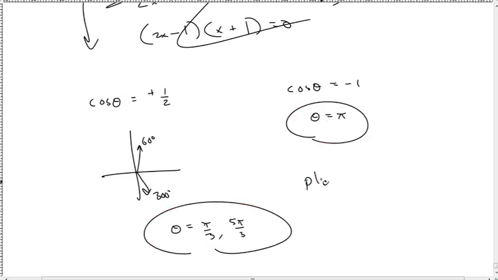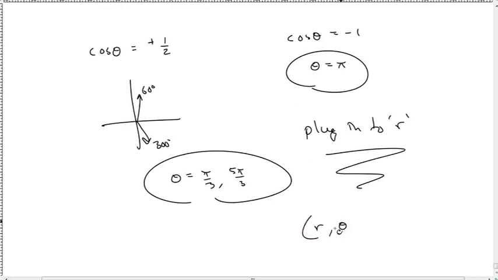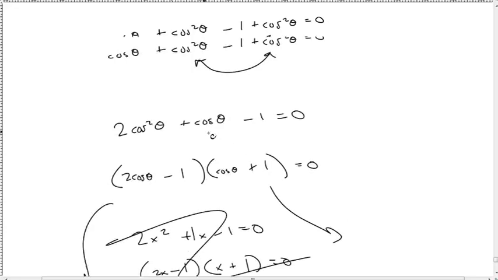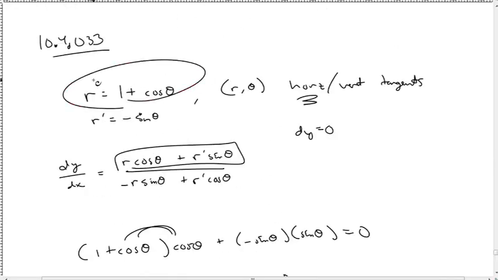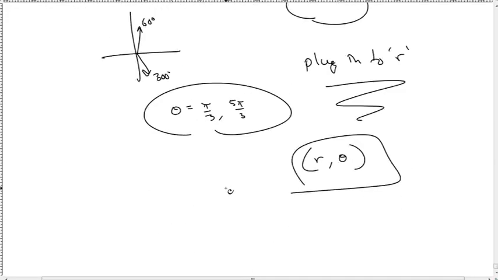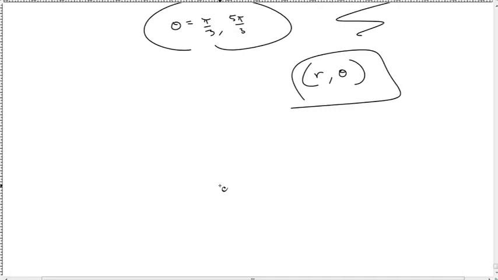What you need to do is plug them back in to your R to go and get your R values. And again, R theta kind of format, that kind of stuff. I'm not going to do that. It's super easy. Just plug it back in right here. You'll get some other numbers. I didn't actually do it on my notes. I just said, hey, plug it back in.